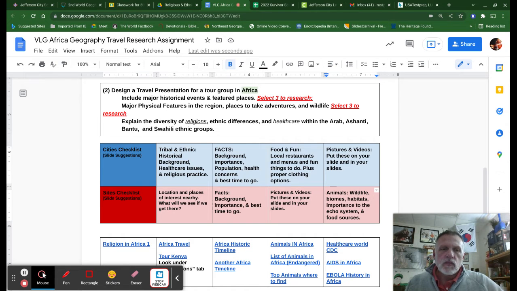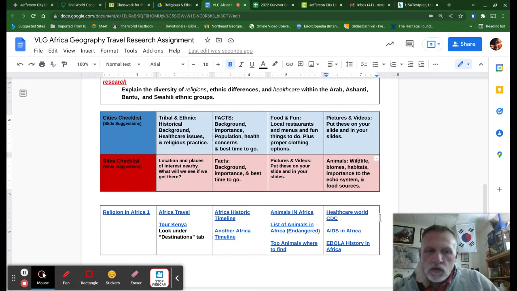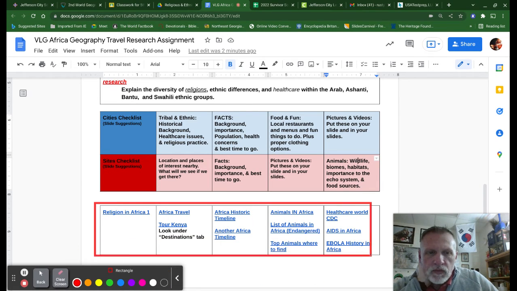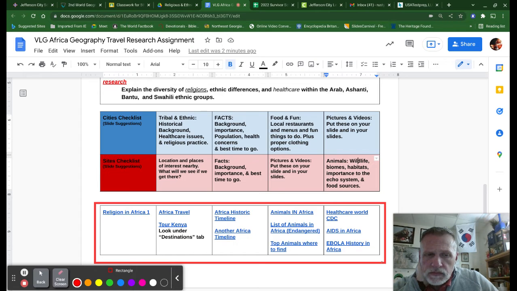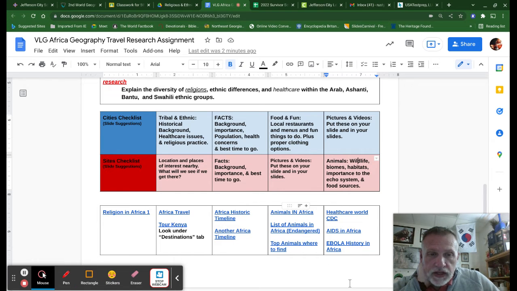This is where we're going to be dealing with some things that talk about a combination of some deals. I've given you some links here at the bottom. So don't tell me you don't know where to research or what to do. You have a link to religions in Africa. Every one of these on the bottom is a link.